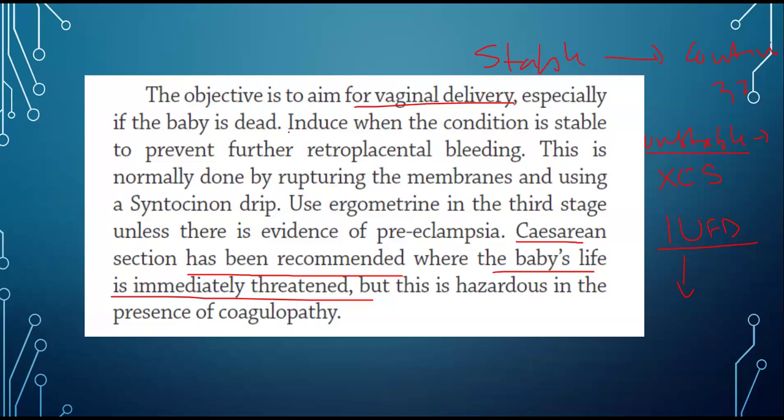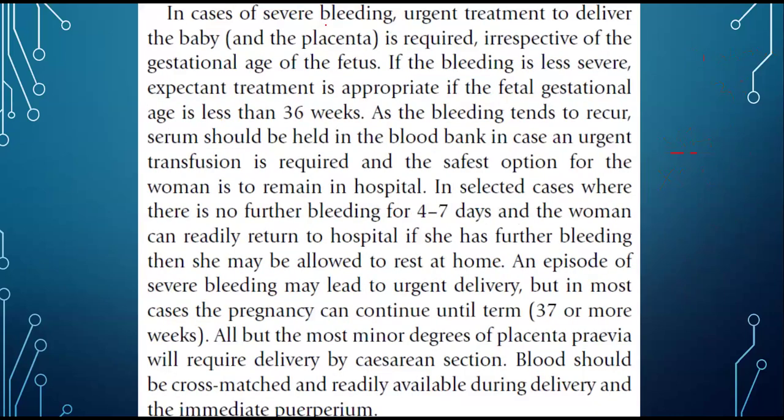For an unstable patient, Dr. Chandima, you are doing C-section, so it doesn't matter what the gestational age is. If it is unstable, you need to go for C-section at any gestational age. In cases of severe bleeding, urgent treatment to deliver the baby is required, irrespective of the gestational age of the fetus. If bleeding is less severe, you can do wait and watch.